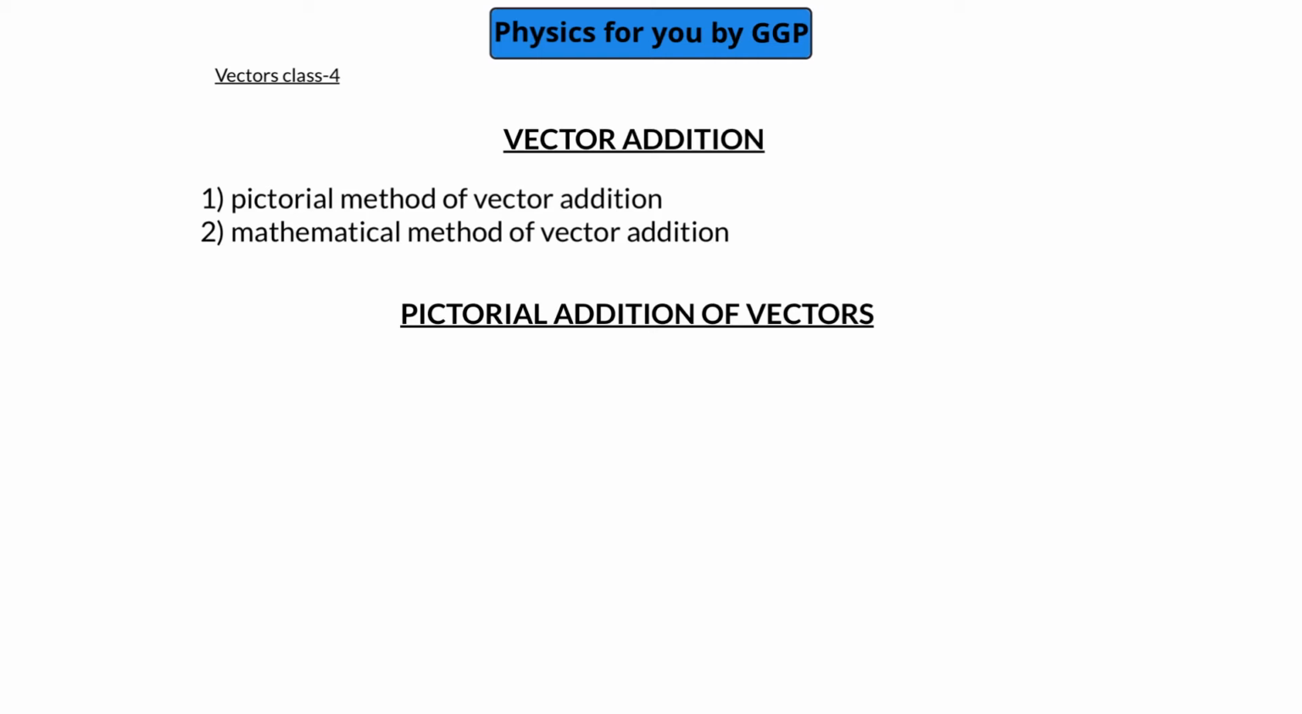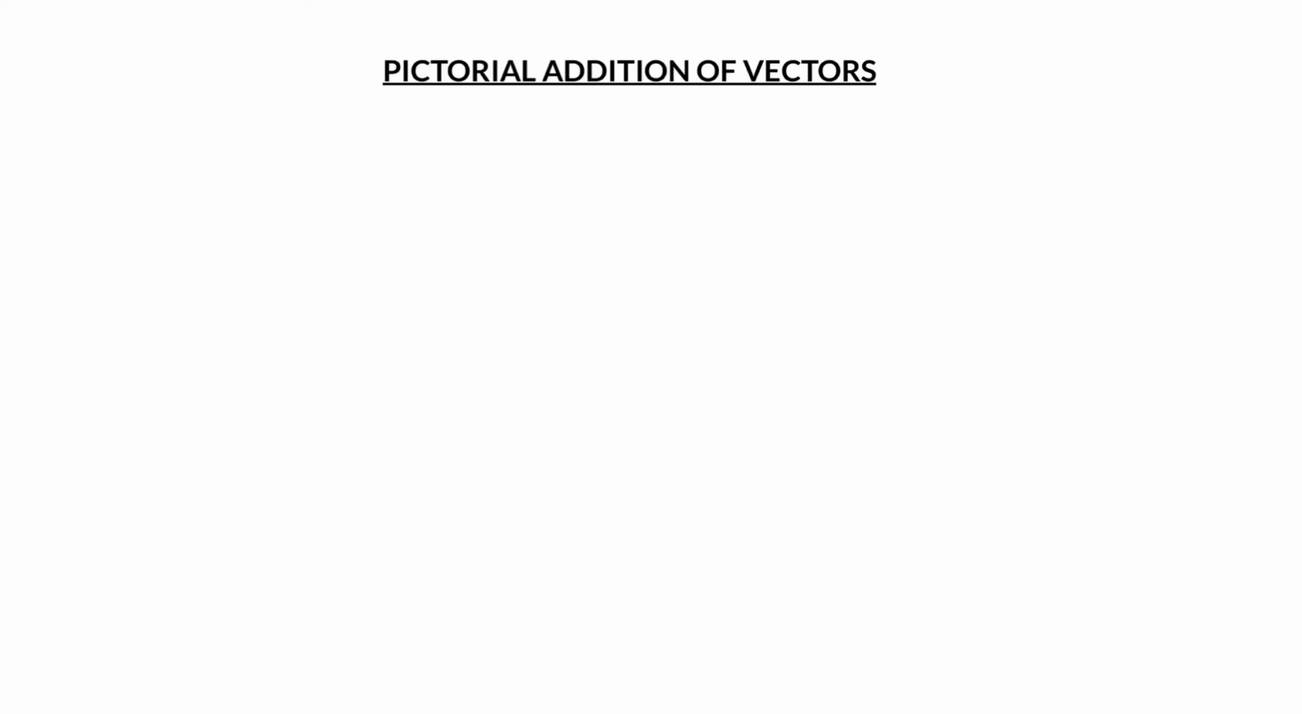Welcome all to Vectors class 4, and this will basically discuss vector addition. There are two methods of vector addition: one is the pictorial method and the other is the mathematical method. In the first part, we'll discuss the pictorial method of vector addition, in which we add vectors by drawing diagrams.